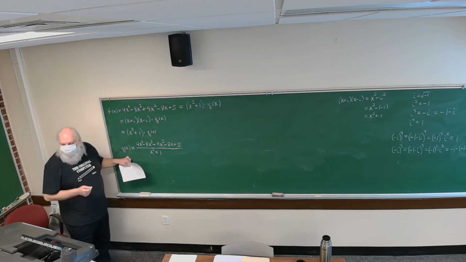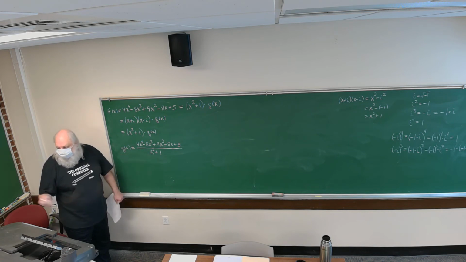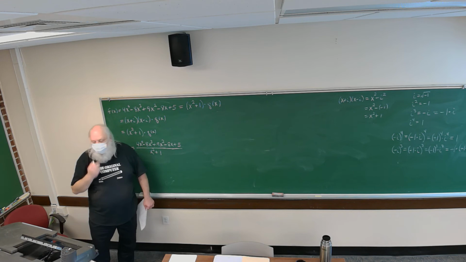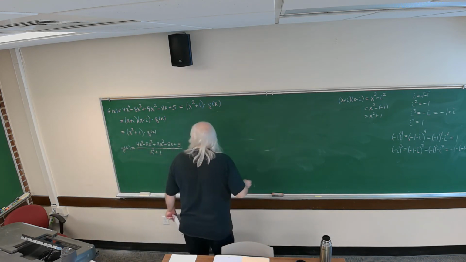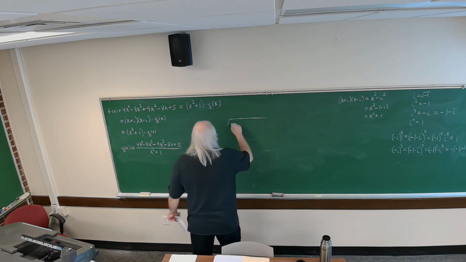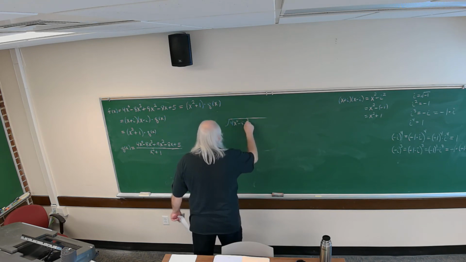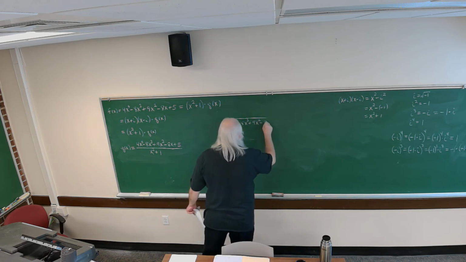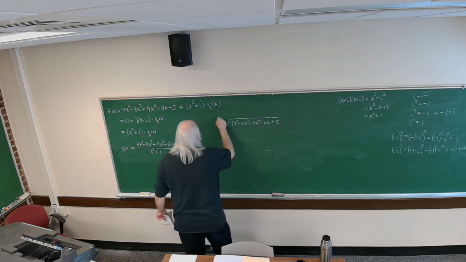How do I find q of x now? Can't do synthetic division because this is x squared. So what kind of division do we have to do? Long division. You know how to do that now, right? But homework's due tonight. So we have 4x to the 4th minus 8x cubed plus 9x squared minus 8x plus 5 divided by x squared plus 1.